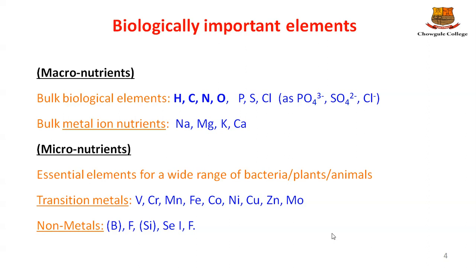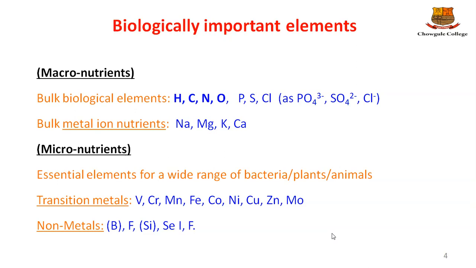Now we know that in biology there are many essential elements which are required for the proper functioning. Most of these elements are in bulk. For example, hydrogen, carbon, nitrogen, oxygen, phosphorus, sulfur, chlorine. Now, besides this, there are metals that are also required and are very vital and essential for these organisms. Some of these bulk metal ion nutrients are sodium, magnesium, potassium, and calcium.